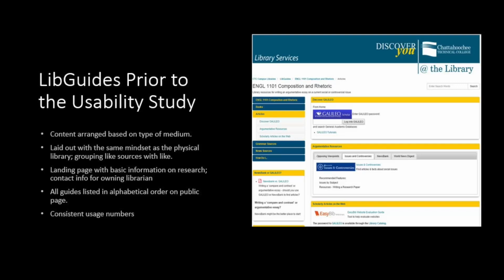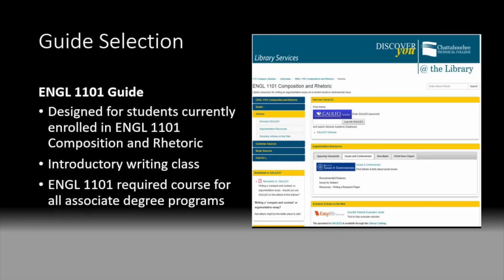Usage numbers were consistent and usually peaked in the later weeks of a semester when major assignments were due. For this study, we chose our English 1101 guide, which is intended for CTC students who are enrolled in English 1101 Composition and Rhetoric, which is the introductory writing and research class for freshmen. We decided on this because most students at CTC will complete the English 1101 course since it is required for all associate degrees.